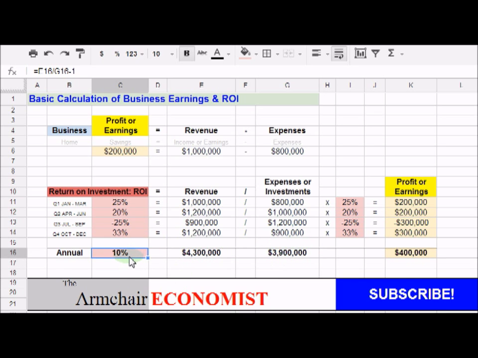Now, 10% in the business world is considered to be fairly decent. It's about average, anywhere from 8 to 10%. Now, in industries where there's a lot of competition, you can easily expect that number to be lower. 8, 6, 4, even 2% is acceptable in some industries. But in other industries where there's less competition, you'd expect this number to easily be higher. Say like 12, 13, 14, 15%.